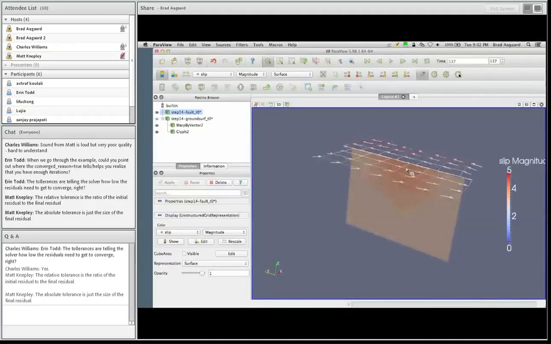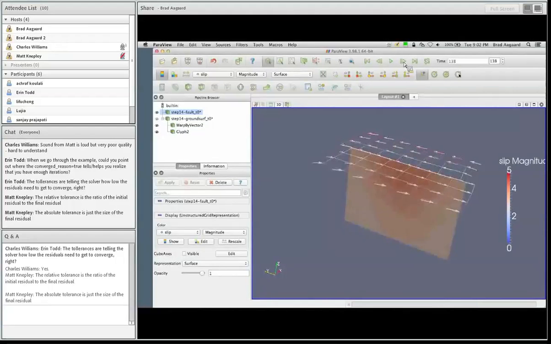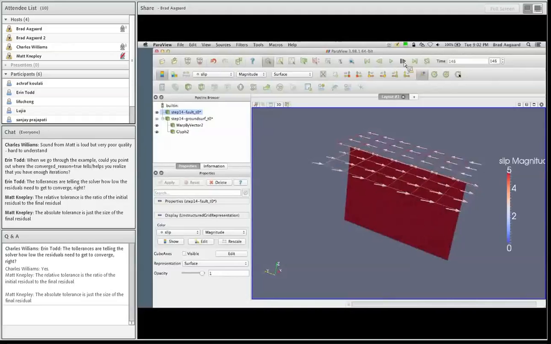There, now you can start to see right up in this region, it's starting to nucleate again. Generate some slip. Slips a lot, and then locks back up again. So that's stick-slip behavior with rate and state friction in a quasi-static simulation. Any questions on visualizing this result?